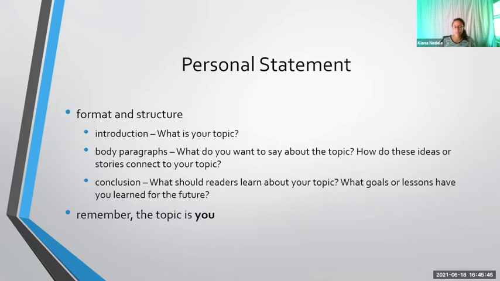So your introduction, your beginning paragraph, introduces the topic and you. The body paragraphs, what do you want to say about this topic? How do these stories connect to the topic and how do they connect to you? And the conclusion, what should readers learn? And really, you're answering what goals or lessons have you learned for the future?